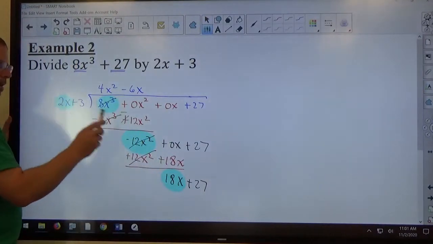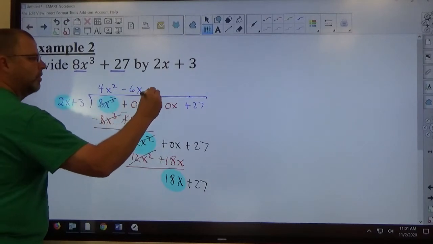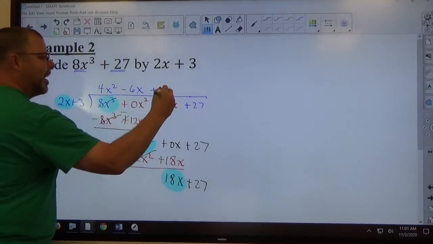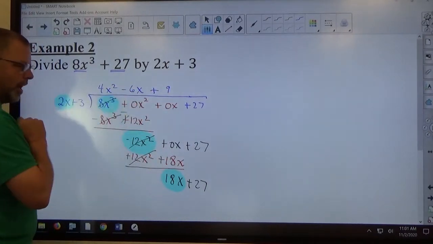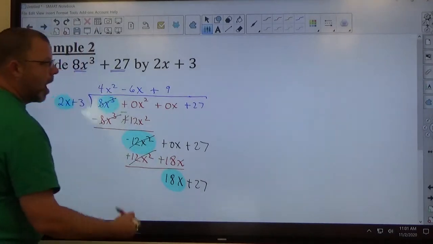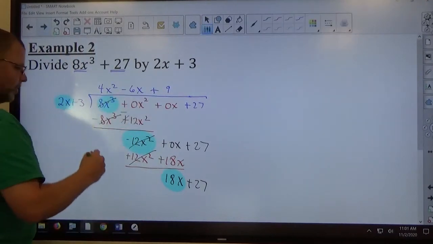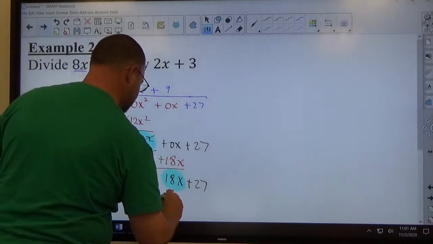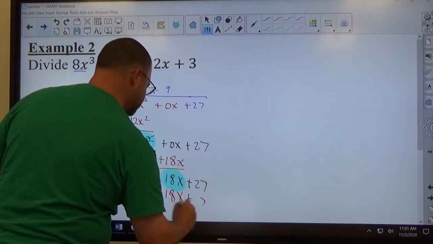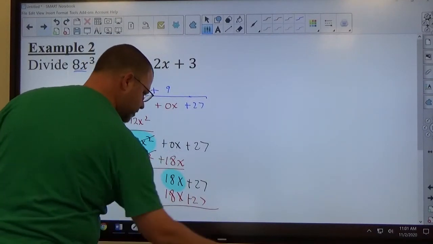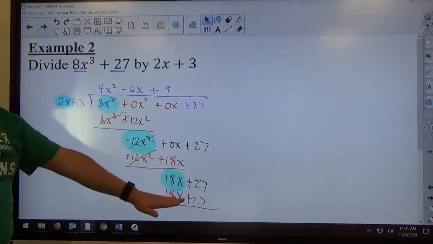18x divided by 2x. Positive divided by positive makes a positive. 18 divided by 2 is 9. X divided by x cancels the x's. I multiply my answer 9 times both pieces. That's 18x plus 27. This is my product step.